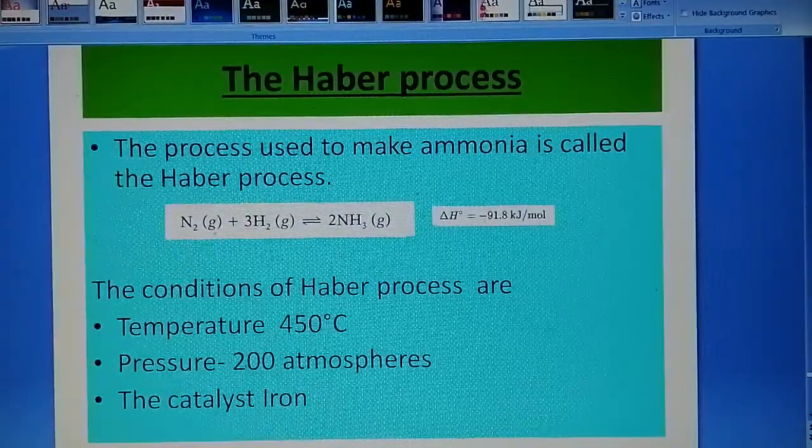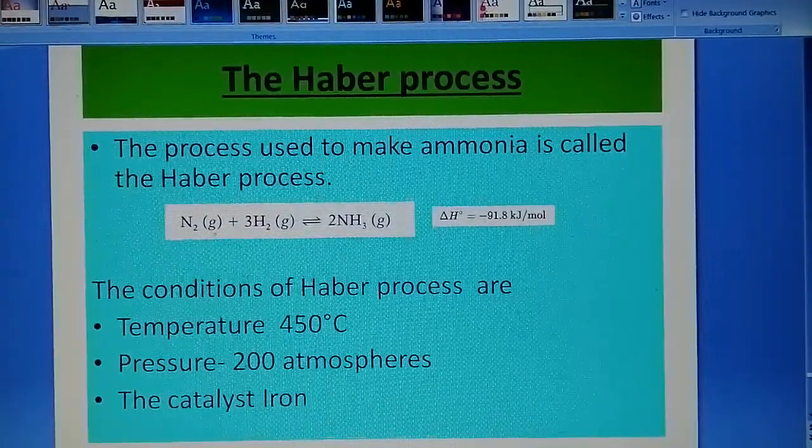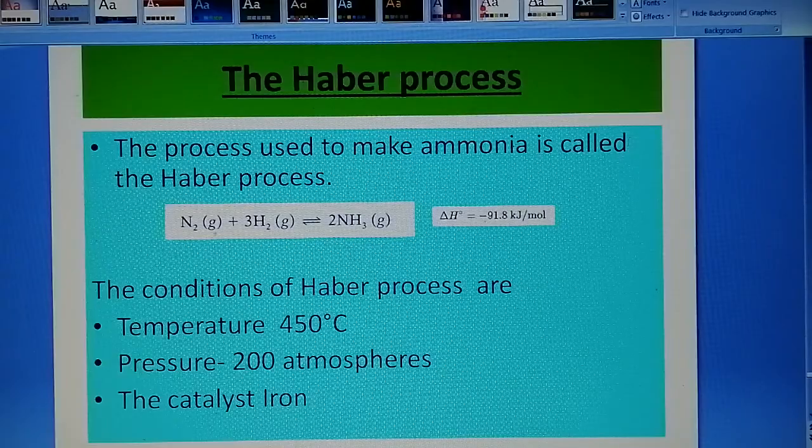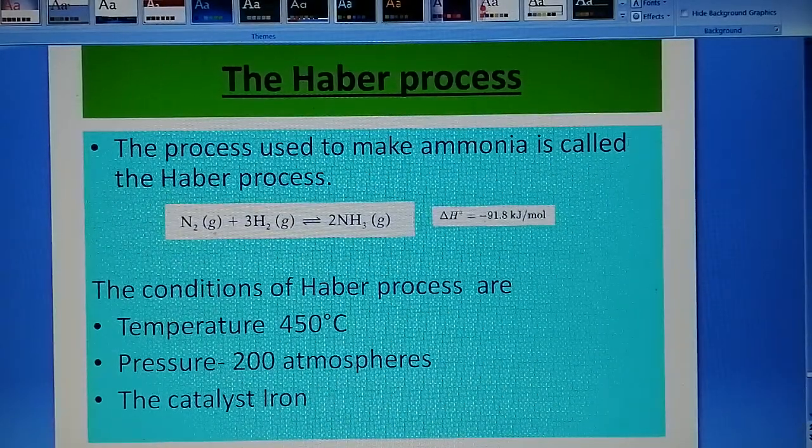Ammonia, the formula is NH3. The process used to make ammonia is called the Haber process. The equation you can see here: N2 plus 3H2 giving 2NH3. That is, nitrogen and hydrogen are mixed in the ratio 1:3 to get ammonia, and it is a reversible reaction.